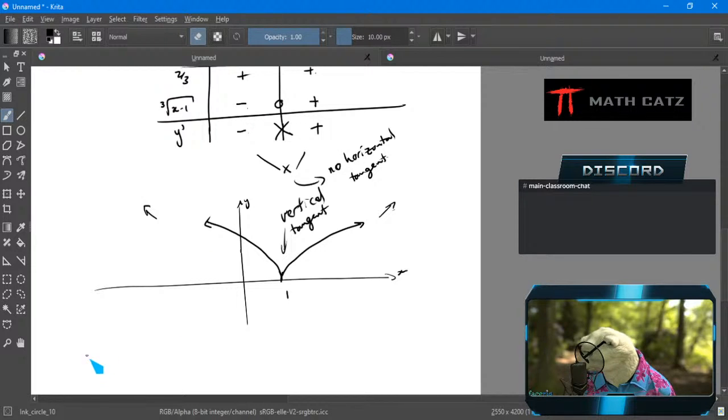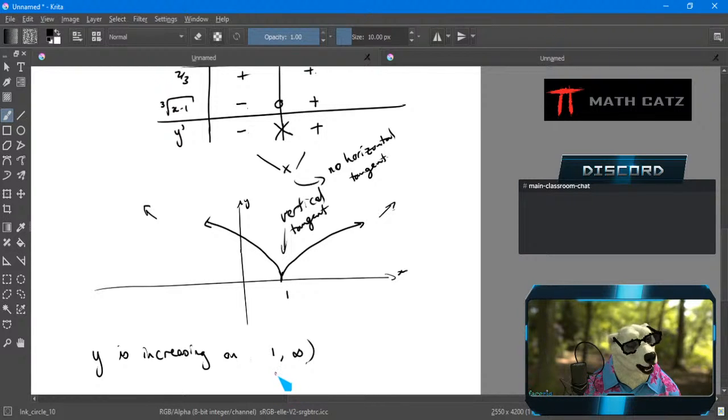Okay, so I can say here y, whoops, not eraser mode. You should always write your sentences. Y is increasing on 1 to infinity. Do I include 1 or not? Do I put a square bracket or a round bracket? I always want to make these intervals as big as possible. Even though the derivative is not defined, there is a point there. The graph is defined there. Include it. It's not about the derivative. It's about the function itself.